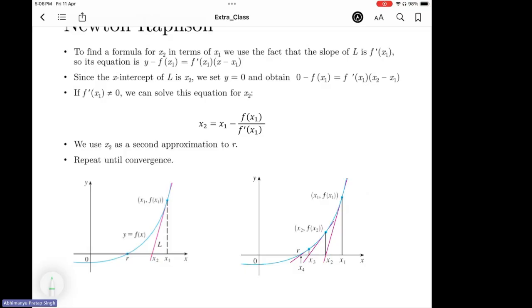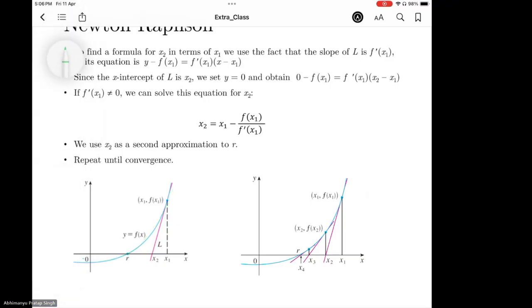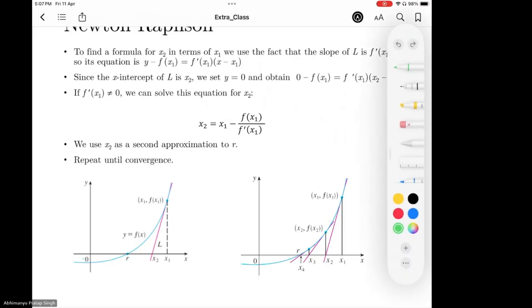Fine. So in Newton-Raphson, we basically estimate. Suppose this is our function, y is equal to f(x), and we are trying to find a solution. So suppose we have this point as our initial guess. So we take the slope of this function at this point. So we get this pink line, right?